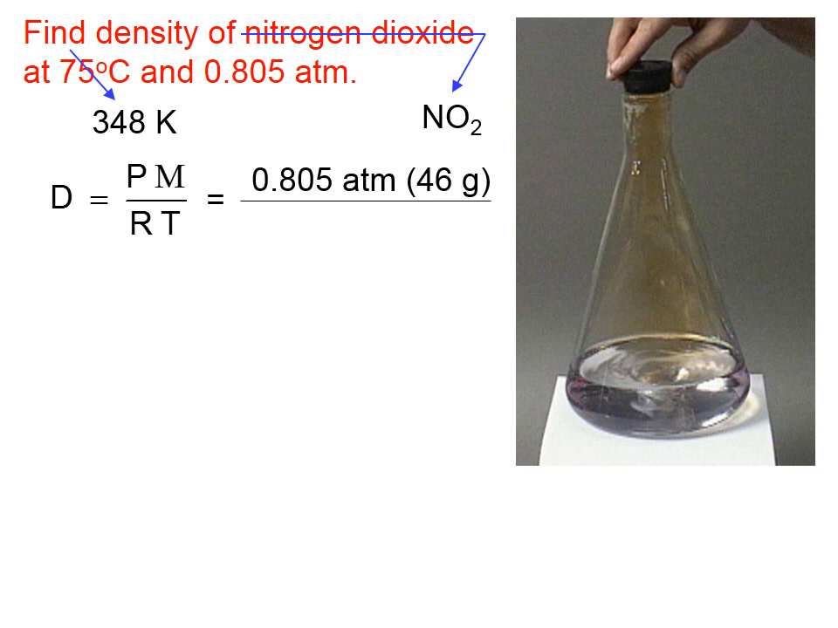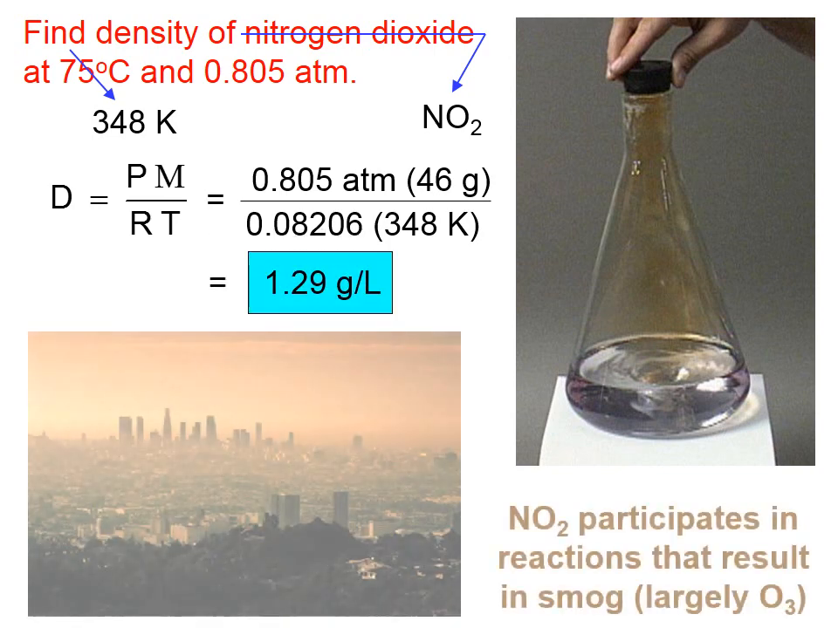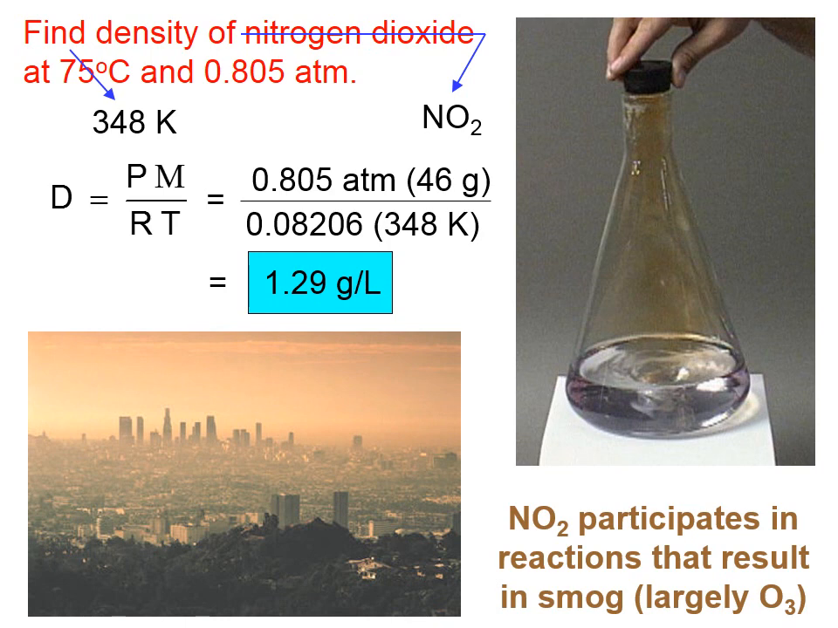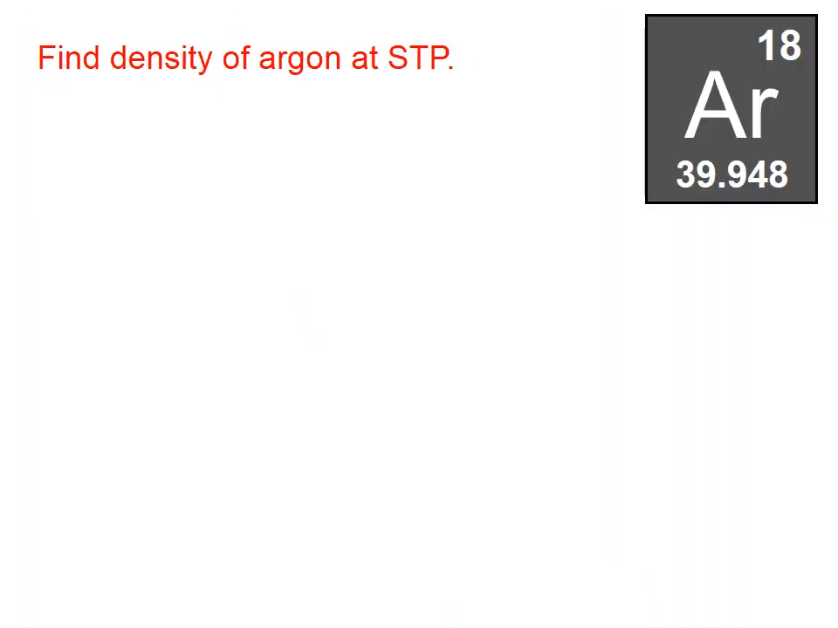Now, in the denominator, which value of R should we pick? We need to pick the one that has atmospheres in it, which is the 0.0826, and then there's our temperature in Kelvin. When we type that in, the numerator is grams, the denominator will be liters. You can check it out for yourself that liters actually ends up in the denominator, 1.29 grams per liter.